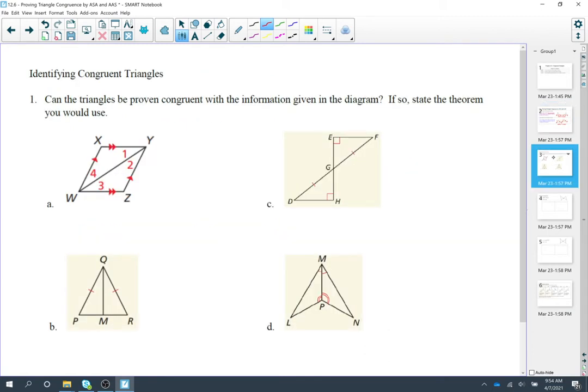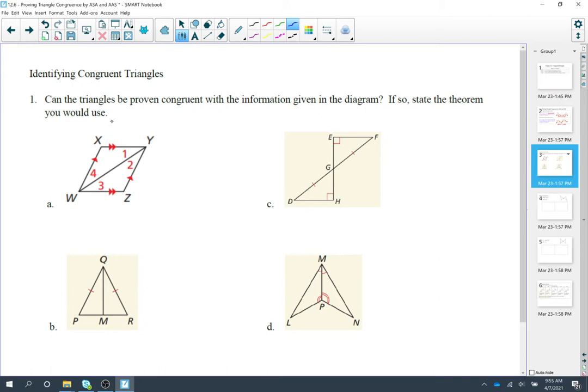Example 1. Identifying congruent triangles. Can the triangles be proven congruent with the information given in the diagram? If so, state the theorem you would use. So, in example A, we're given a whole bunch of angles, and we're also given parallel lines.